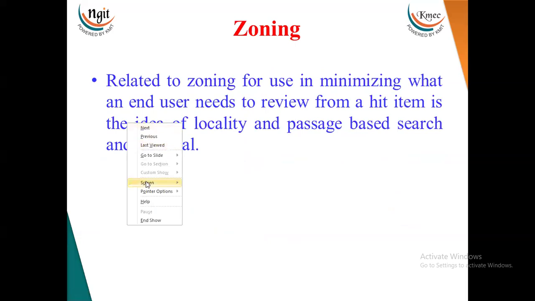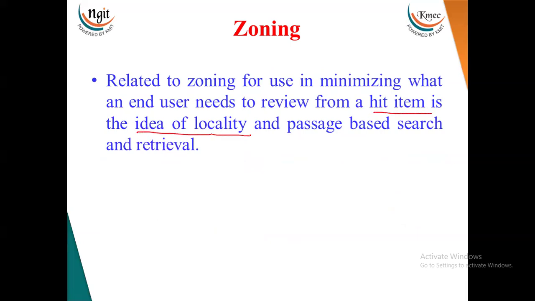The next type is called zoning. What is zoning here? It is used to increase the hit items and reduce irrelevant data with the help of passage based search or the idea of locality. Suppose I'm searching for the element called computer. So what will be the zone here?